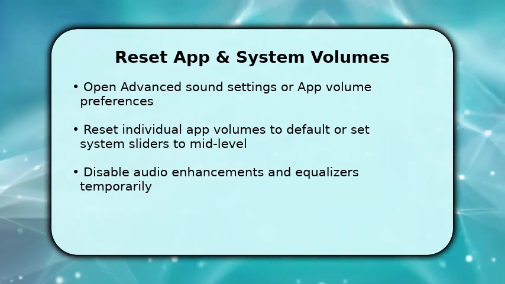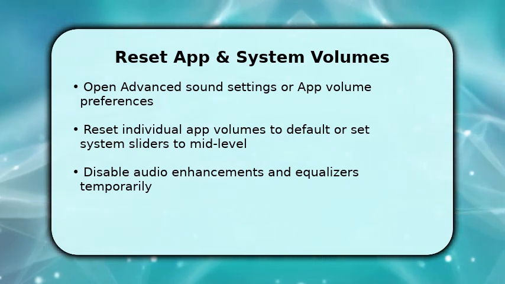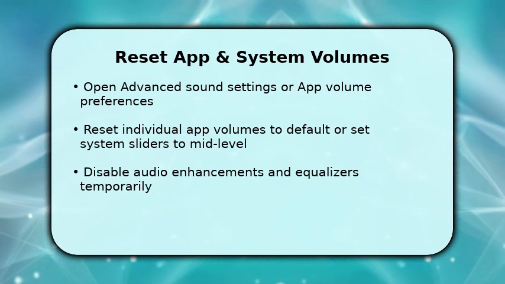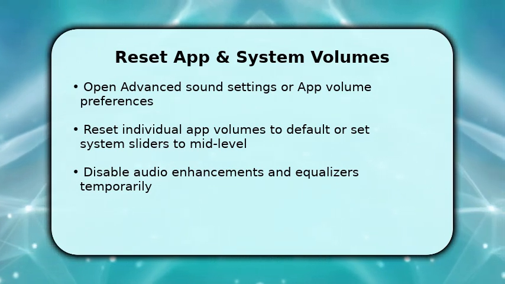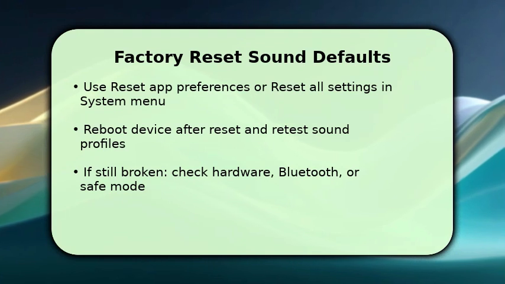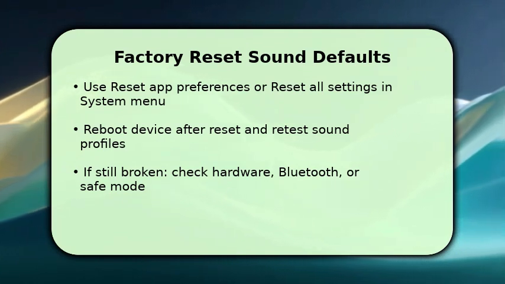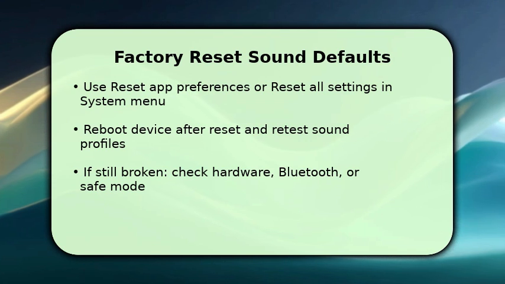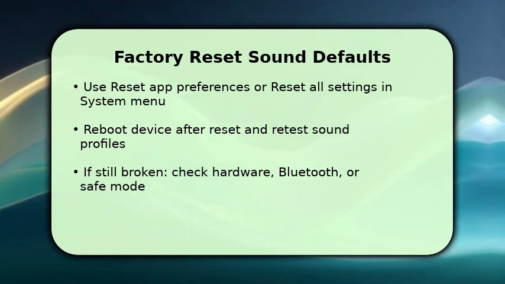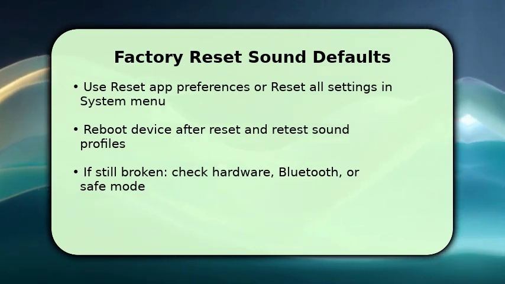Once done, test playback and notifications so you can tell which stream still needs fine-tuning before a full reset. You're at the finish line. Perform Reset App Preferences or reset all settings in the System section to restore sound defaults without wiping data. Confirm the reset, then reboot the phone to apply clean audio rules.